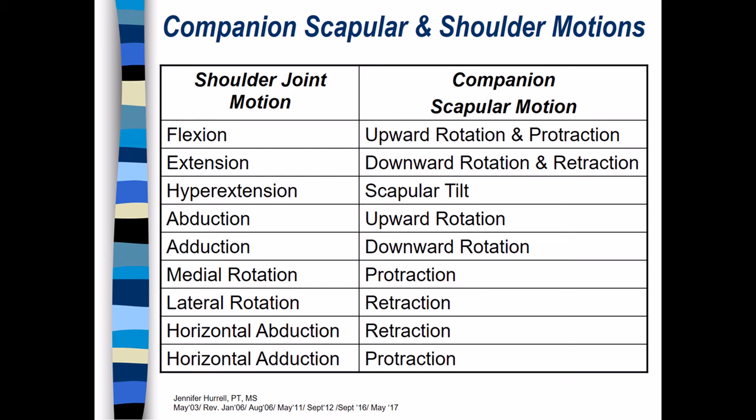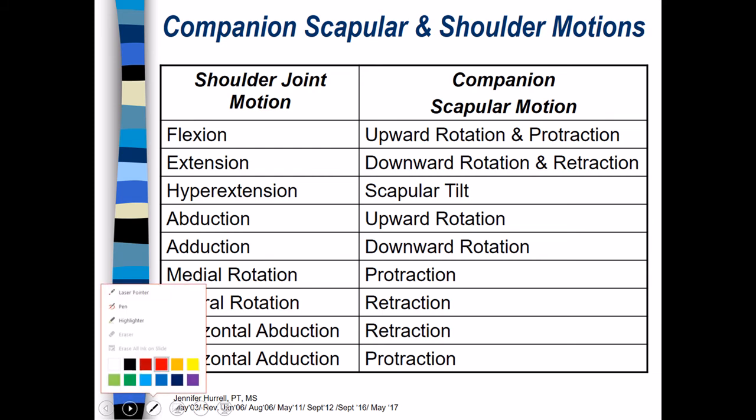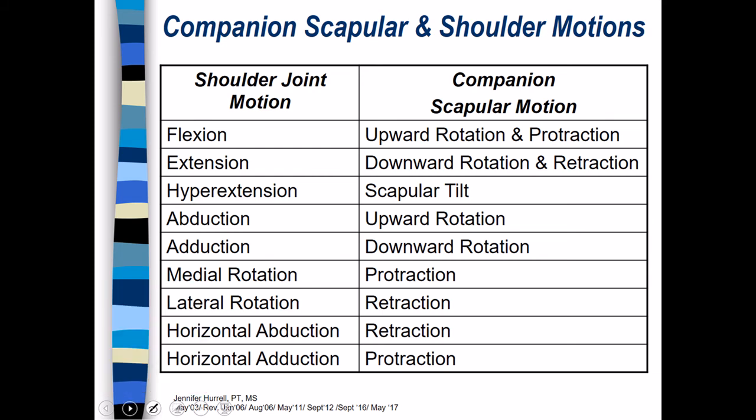Now, before we move off this slide, I want to point out one pretty important thing: there's only two of these motions here that get the arm overhead. Flexion and abduction are the only things that allow the arm to go up overhead, which is a really important functional motion for us to have. So what's the common denominator here for the scapular motion? The scapula needs to be able to upwardly rotate for the arm to go up overhead.